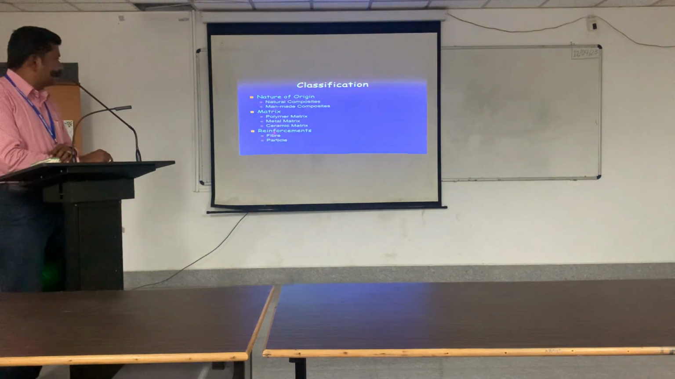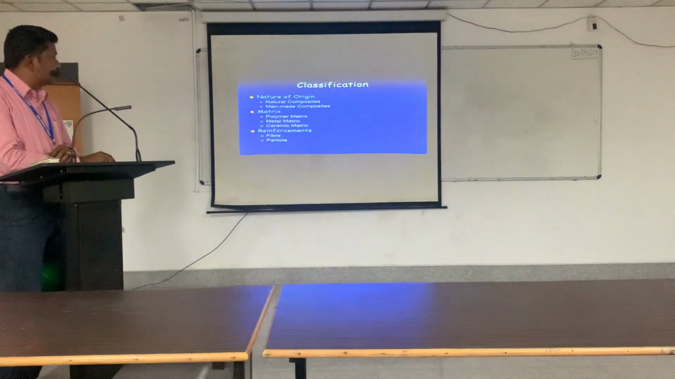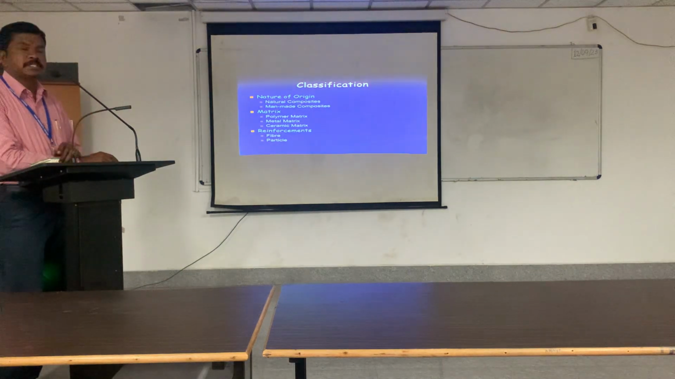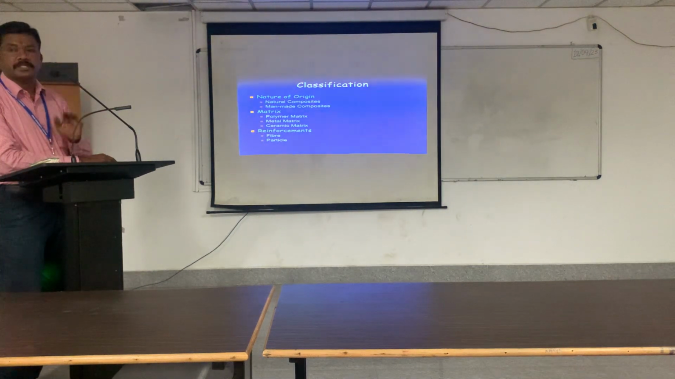Based on the reinforcement, composites are classified into three categories. One is missing in this slide. The first one is fibrous composites. The next one is particulate composites. What is the third one? Laminated composites. Very good.